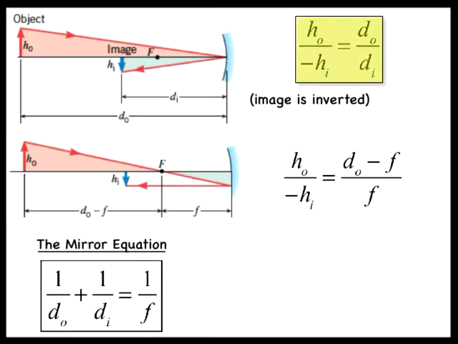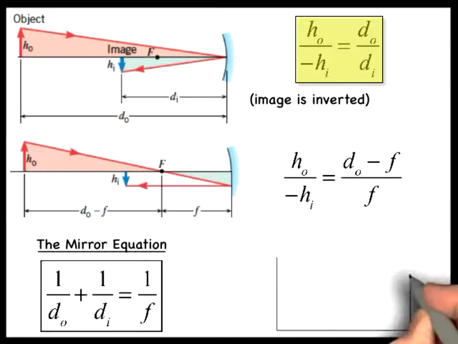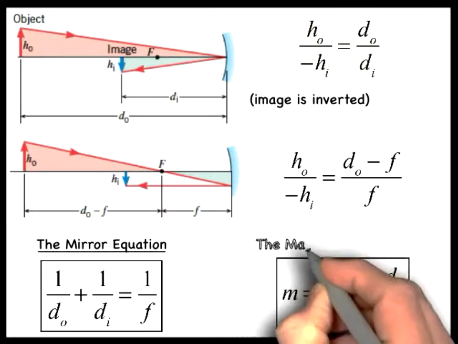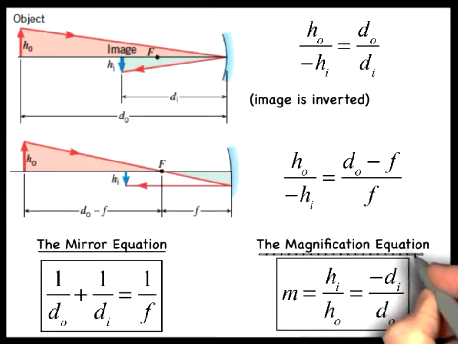By rearranging the first expression, we have that M is equal to HI over HO, which equals minus DI over DO, which is the magnification of the image. If M is greater than 1, the image is enlarged. If M is less than 1, then the image is reduced. If M is positive, then the image is upright with respect to the object, and if M is negative, then the image is inverted with respect to the object.